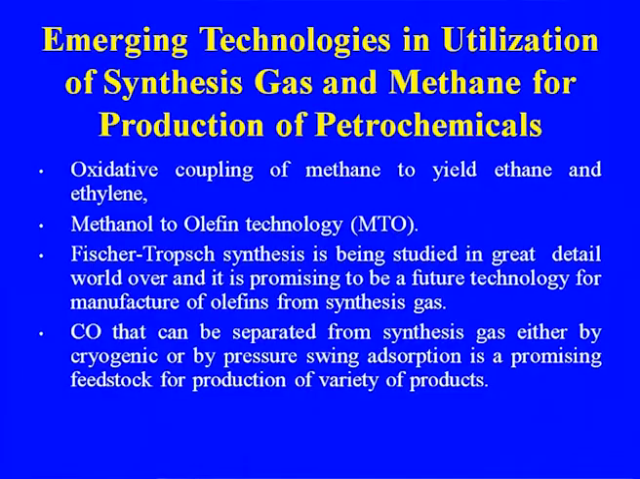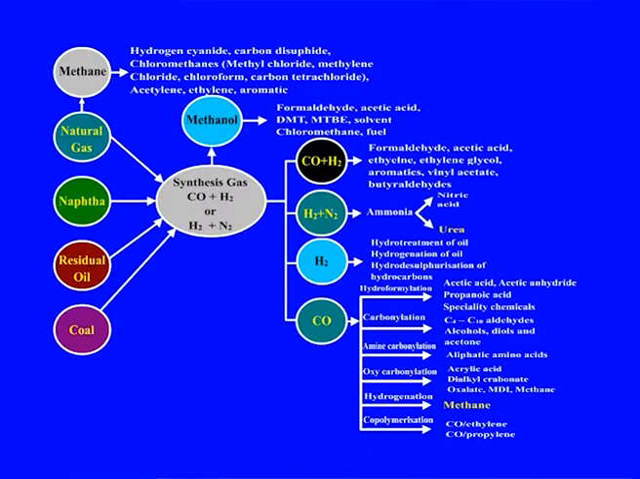CO that can be separated from the synthesis gas either by cryogenic separation or by pressure swing adsorption is a promising feedstock for production of a variety of products. Here you see the product profile of synthesis gas. One of the major products that we are getting is methanol, and natural gas to methane, and from methane again we are producing a large number of products, such as hydrogen cyanide.